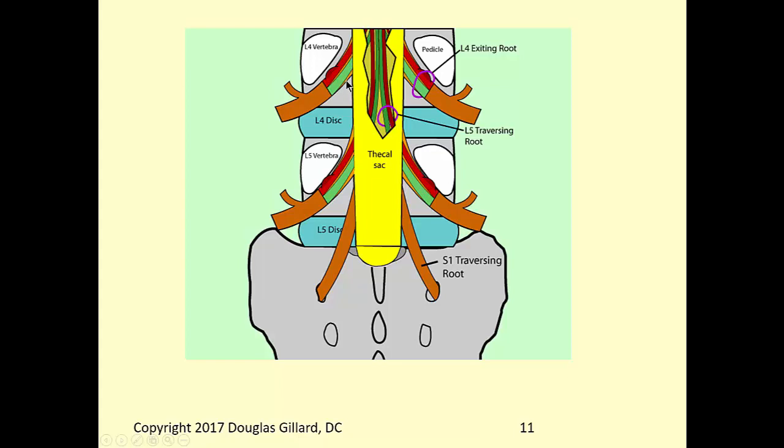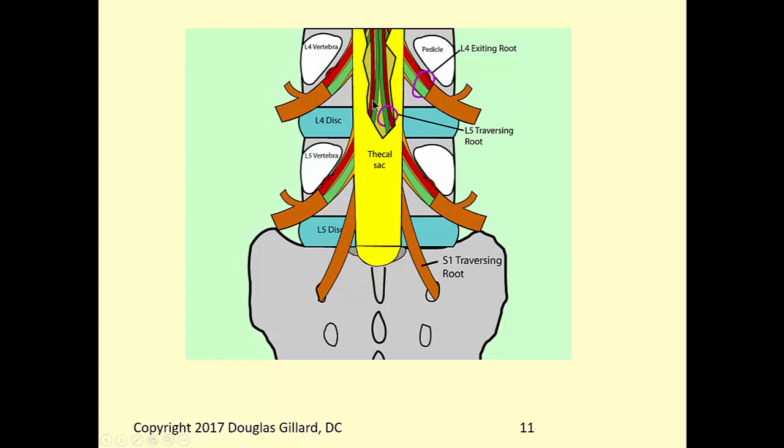Incredibly painful. All right. So the traversing root is inside. Once it buds out, it becomes the exiting nerve root. It's L4 all the way. The most common place for disc herniation is in this paracentral zone here. Typically it doesn't affect its own nerve. So an L4 disc herniation won't get the L4 exiting nerve. It gets the L5 traversing nerve.